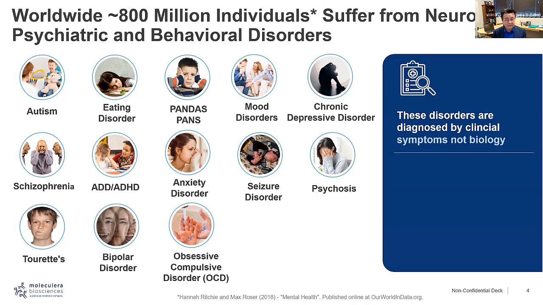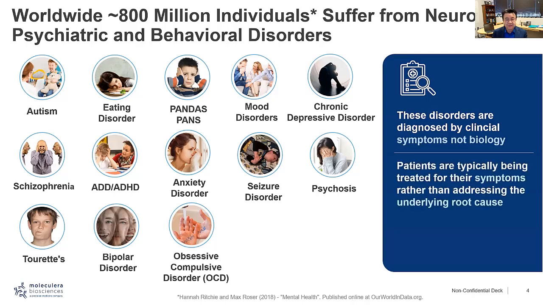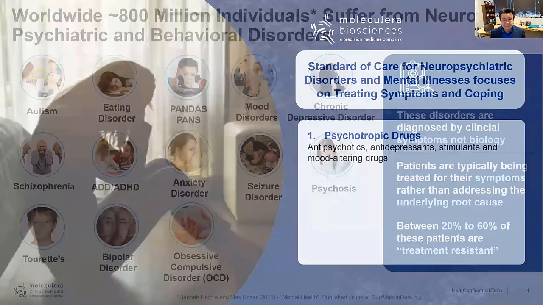So the definition for Tourette's is motor or vocal tics for more than 12 months. But it doesn't really tell you the biological underlying causative reason for this, and therefore the attempt is trying to treat symptoms. And what we find, though, is that based upon the different category of diagnoses, between 20 to 60% of these patients are labeled as treatment resistant. So why is that the case?